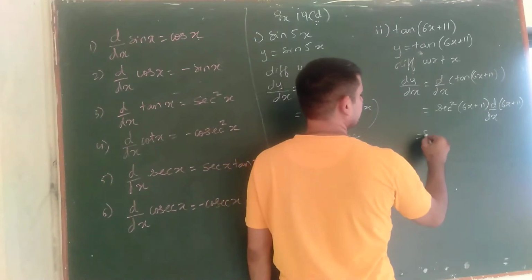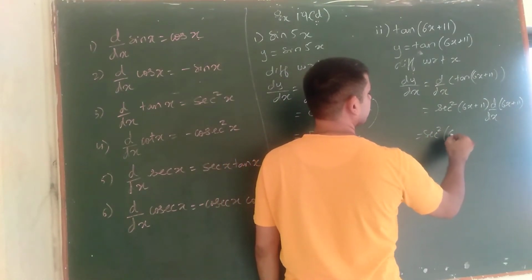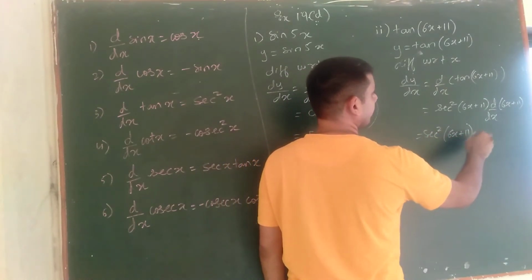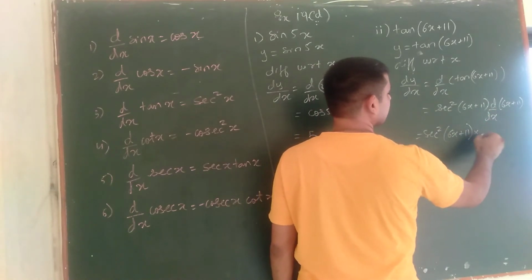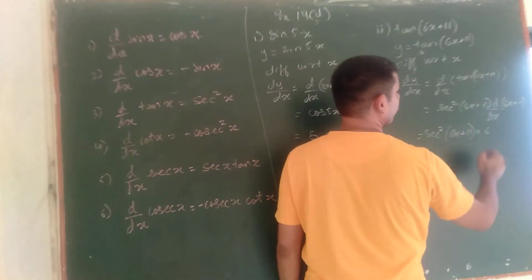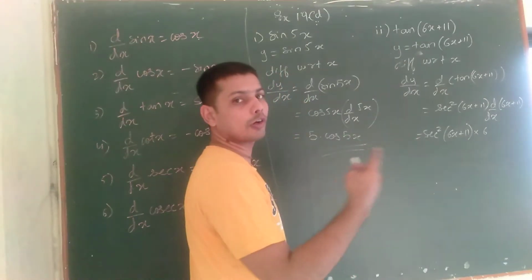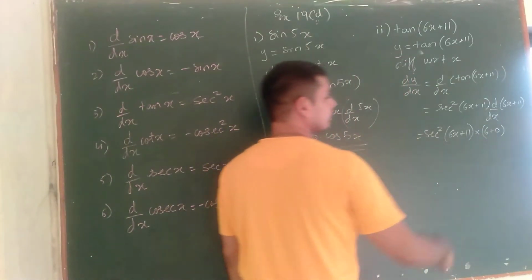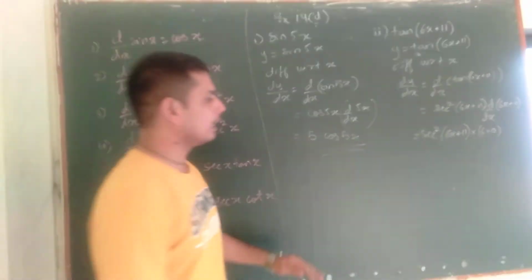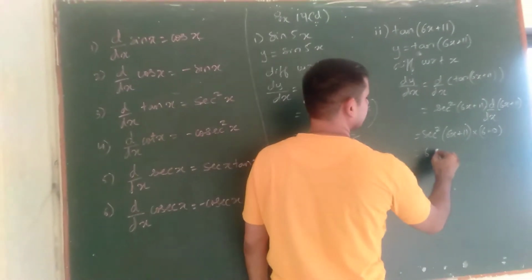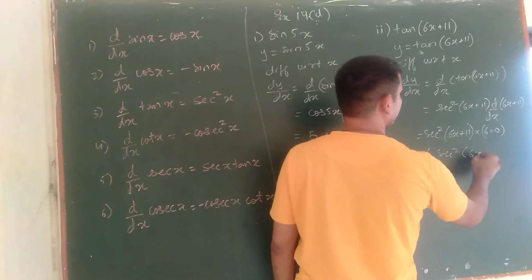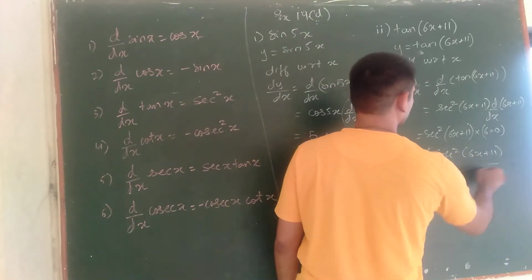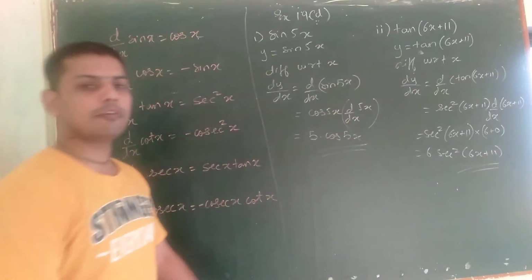So this is sec square (6x plus 11) into the derivative of 6x, which is 6, and the derivative of 11 is a constant; the derivative of a constant number is 0. So this is 6 plus 0, which gives us only 6. So my final answer now is 6 into sec square (6x plus 11). So this is my final answer.